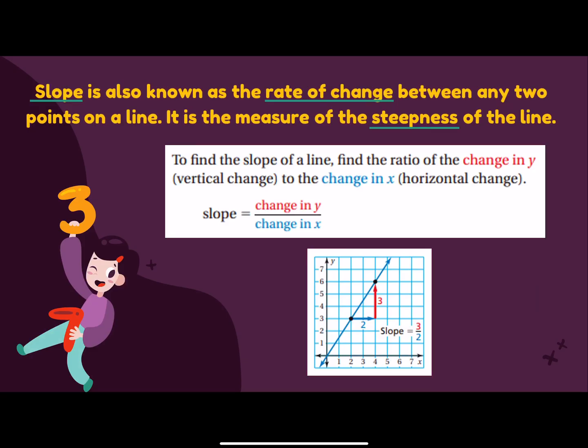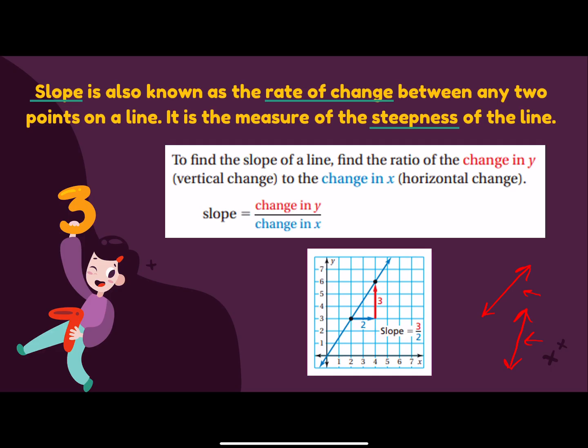Okay, slope is also known as the rate of change. So if I talk to you about the rate of change, that's just the slope. It is the measure of the steepness of the line. So how steep my line is. I could have 2 diagonal lines, and this one right here is a lot steeper than this one right here. So this one is a little bit steeper. So these 2 lines would have different slopes.